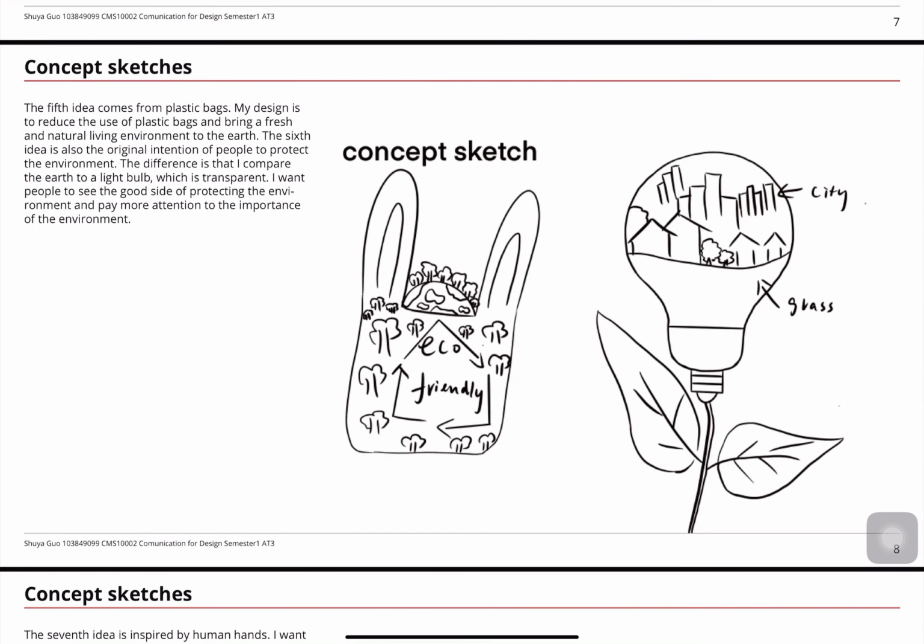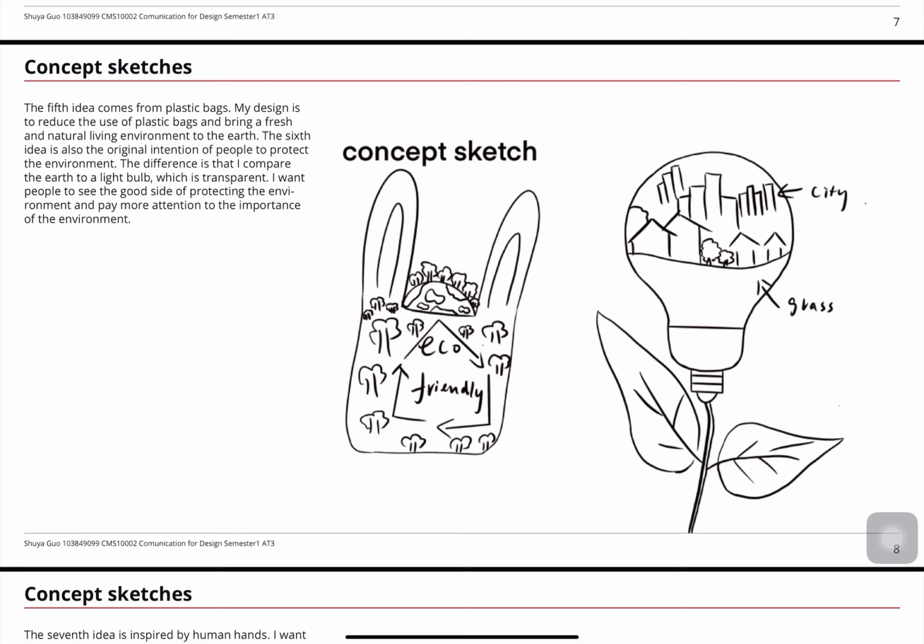And the fifth idea comes from the plastic bag. My design is to reduce the use of plastic bags and bring a fresh and natural living environment to the earth. The sixth idea is also the original intention of people to protect the environment.